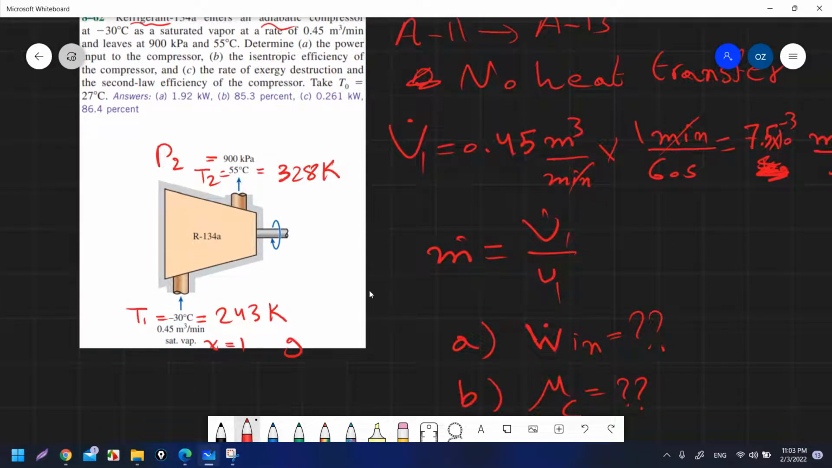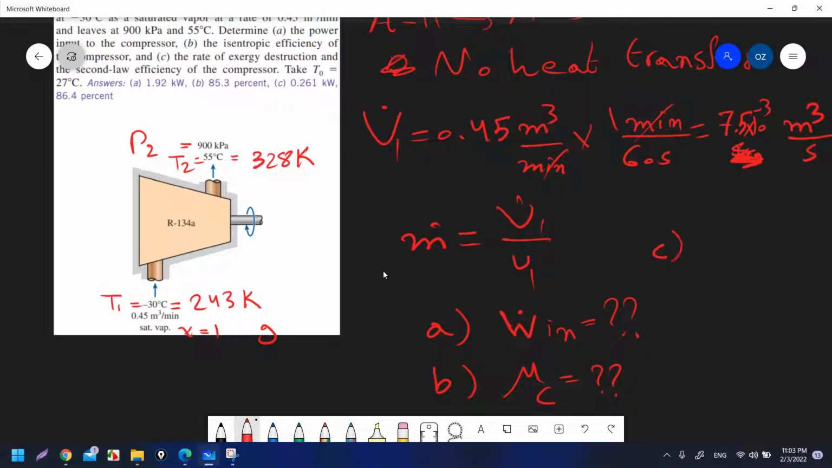And for part C, the rate, so it is per second. So the exergy destruction rate, X dot destroyed. And D is the second law efficiency, second law efficiency for the compressor. Okay. Take T naught equal to 27 degrees Celsius, and in Kelvin is 300 Kelvin.